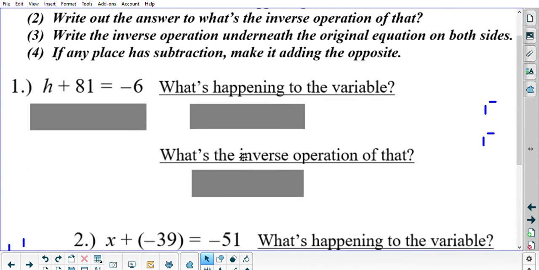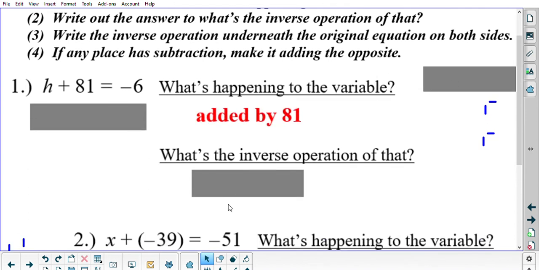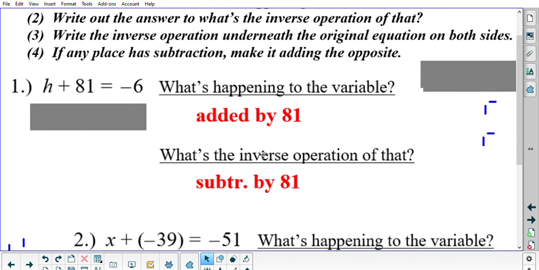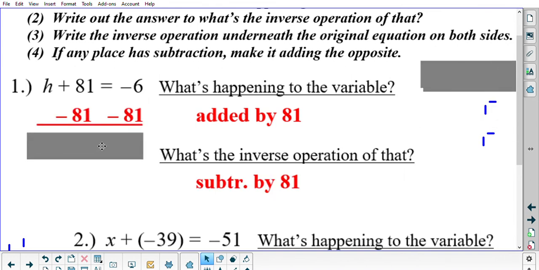Problem number 1, what's happening to the variable? It was being added by 81. Inverse, subtract by 81. Is that what you did on both sides? Now, do we have subtraction? Yes, we do. Make it adding the opposite there, and make it adding the opposite there. The original problem did not have subtraction, so that doesn't get touched to be made adding the opposite.